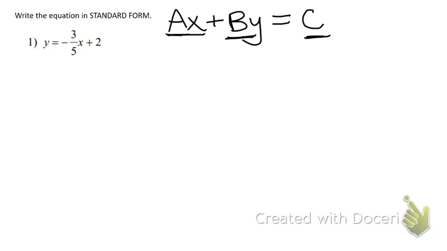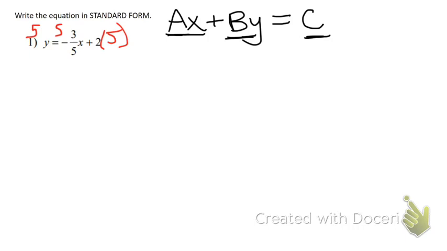So the first thing you're going to do is get rid of the fraction. The 5 in the denominator here, we're going to get rid of that. In order to do that, we're going to multiply the entire equation by 5. So you're going to put a 5 in front of the y, a 5 in front of the 3/5, and a 5 next to the 2. We're going to multiply everything by 5.